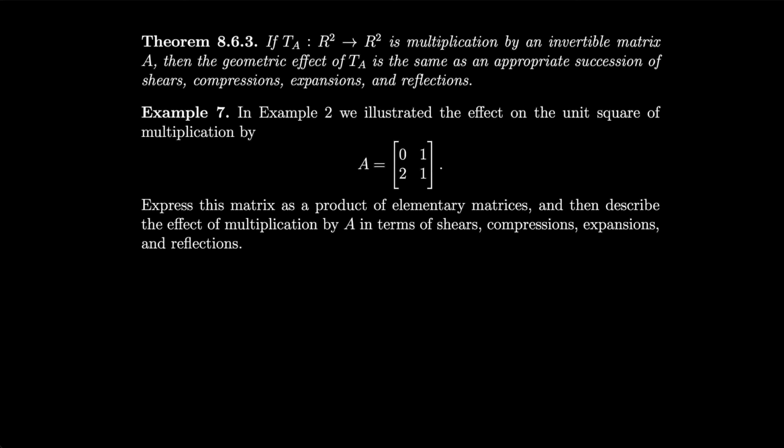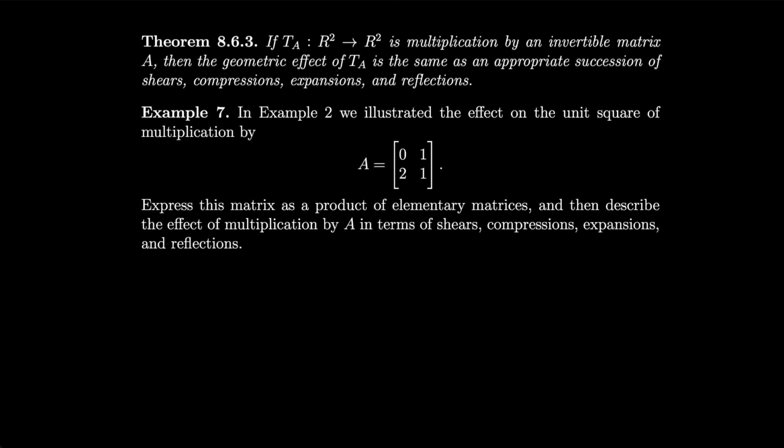If TA from R2 to R2 is multiplication by an invertible matrix A, then the geometric effect of TA is the same as an appropriate succession of shears, compressions, expansions, and reflections. Again, not super surprising. We just break it down into all of the different possibilities. You just write the matrix as a bunch of different factors.